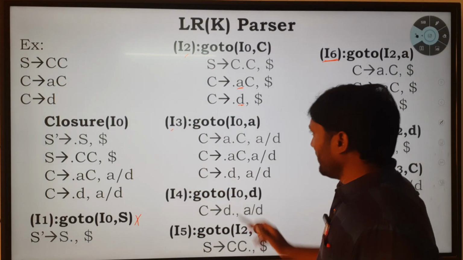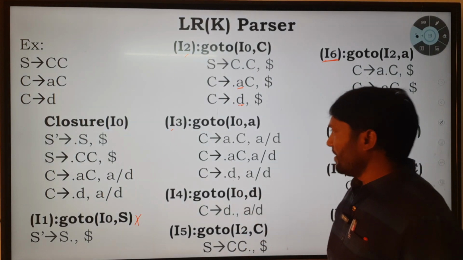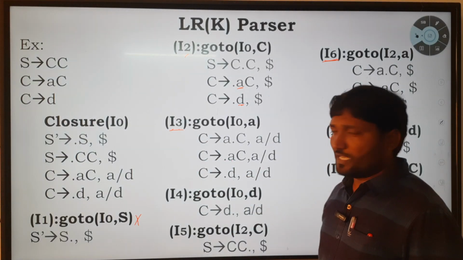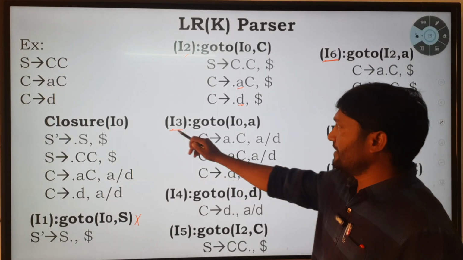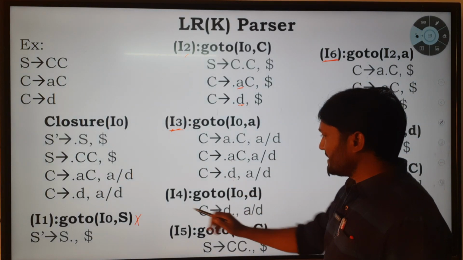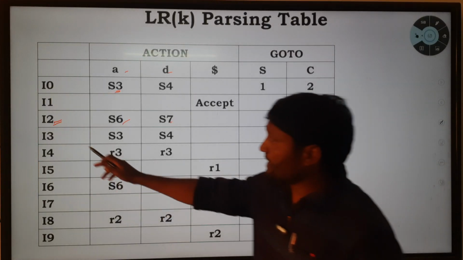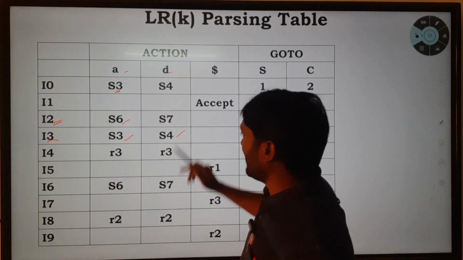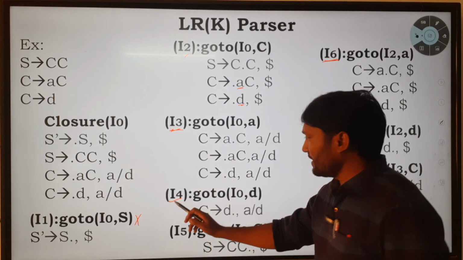Come to I3. In I3 after the dot there are terminal symbols A and D. I3 comma A ends in the same item, so 3 comma A is filled with S3, and D ends in I4. Now look at the table: 3 comma A is filled with S3, 3 comma D is filled with S4. I3 is over.